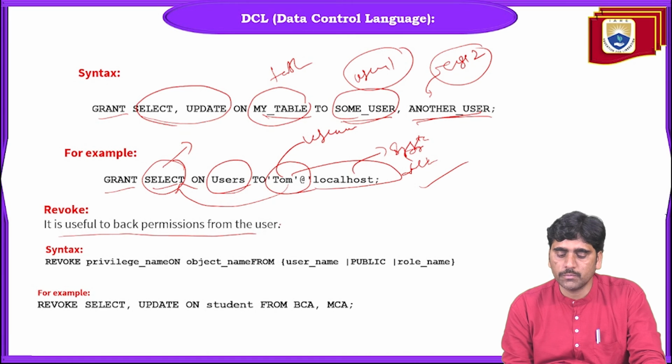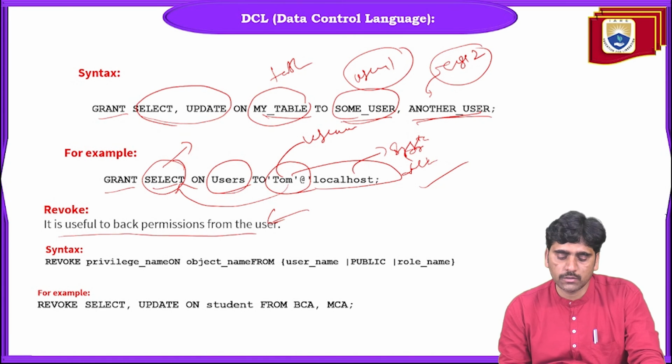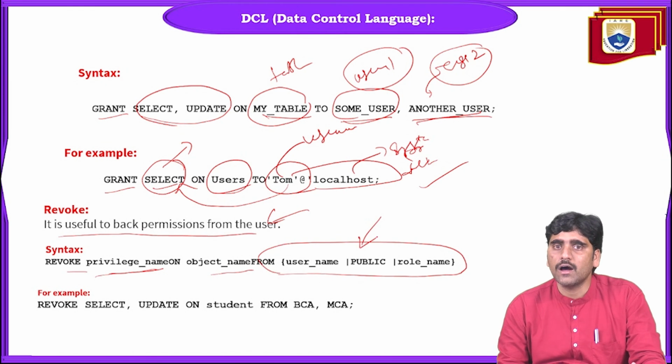Revoke is useful to take back permissions from the user. If you want to get back the permissions from the user, you can apply the revoke command. So what is the syntax? REVOKE privilege name, the privileges you applied to the user, ON object name FROM username or public or role name. You can mention any of these: user, public or role.